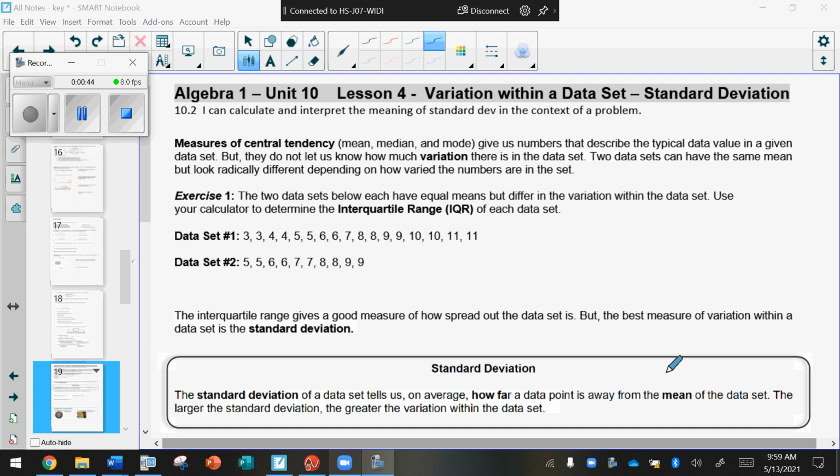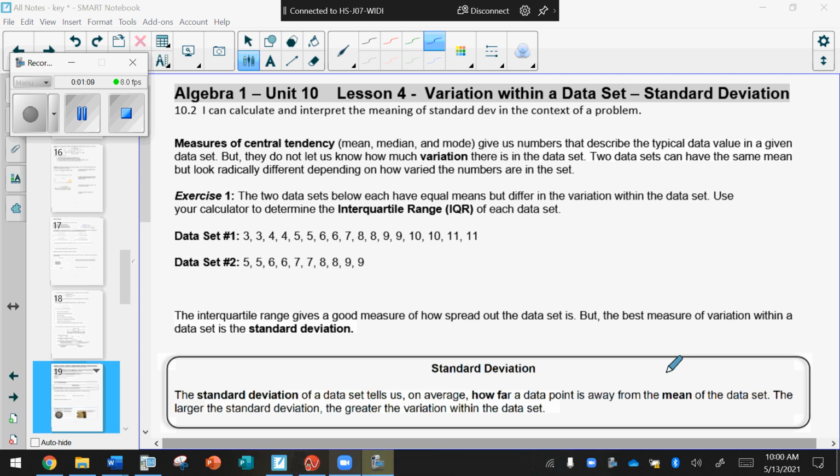Now, our measures of central tendency, that's the mean, the median, and the mode, those give us numbers that describe the typical data value in a given set. So mean, median, modes are used to describe what most of the numbers are close to. They don't let us know how much variety there is in the data set. And variety is important to know about because we need to know how spread out the scores are.